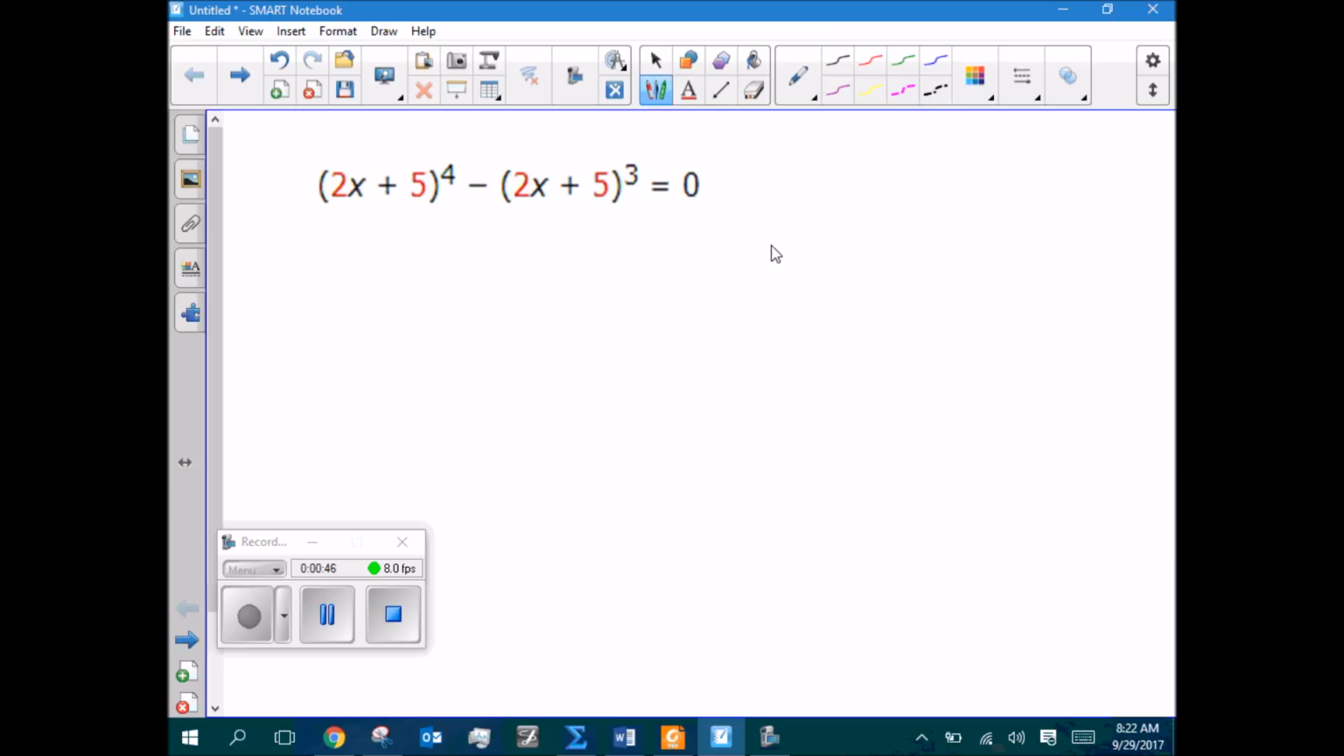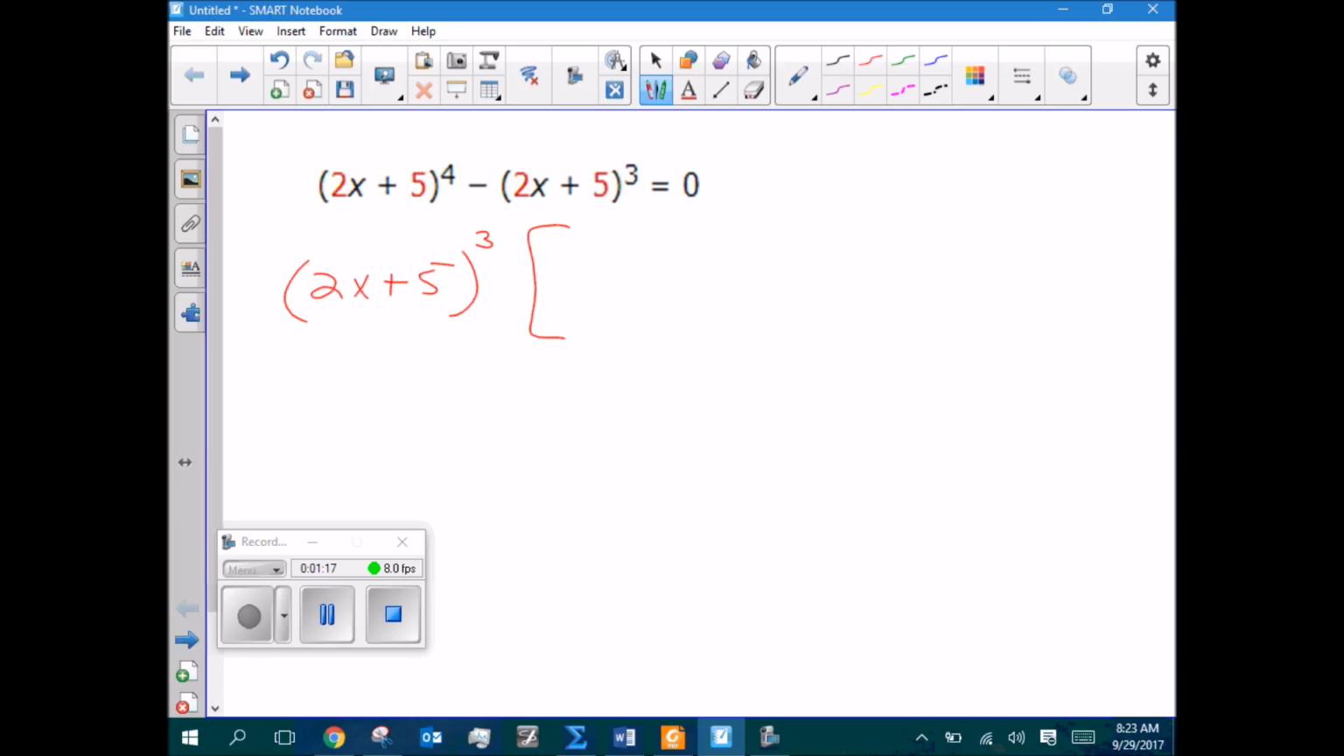Stand up and do it. All right, so you got two options here. I think the first option is maybe not as easy to recognize what's going on here, but what do both those terms have in common? (2x+5). And how many times? 3. They have a power of 3 in common. So I'm going to factor out (2x+5) to the third power.